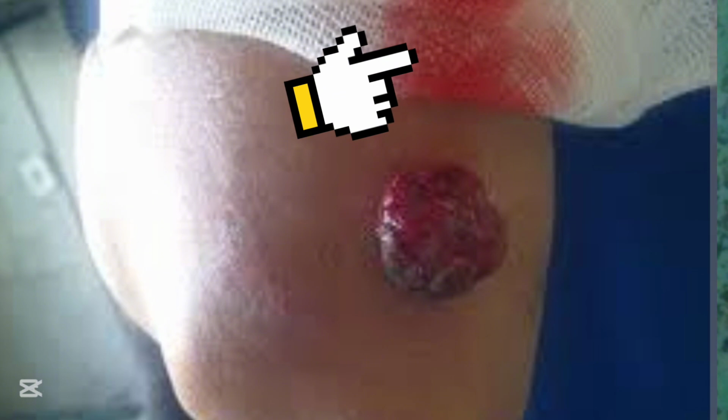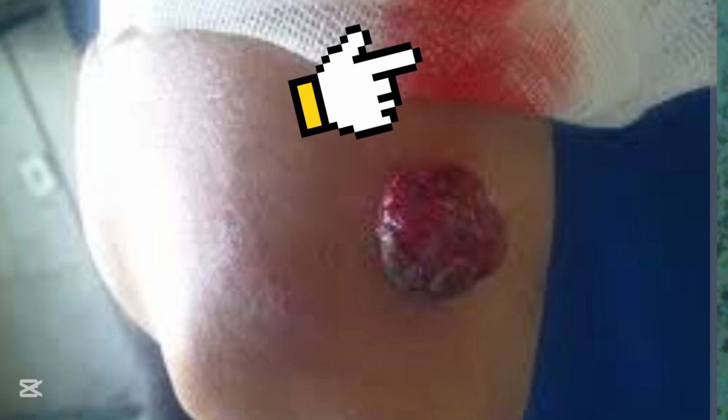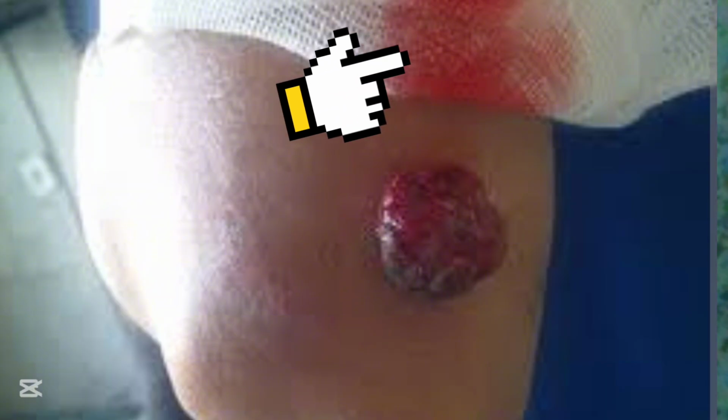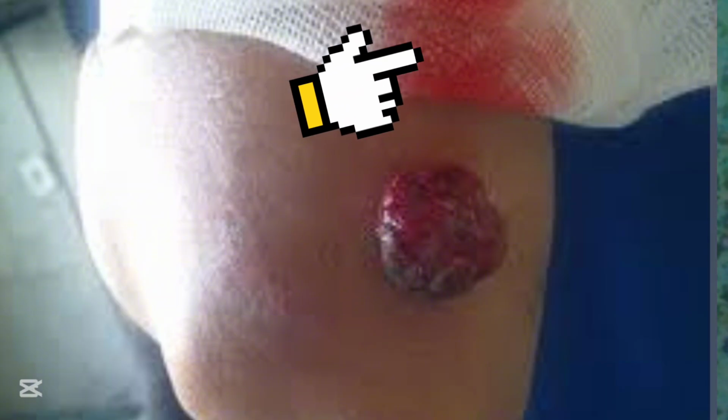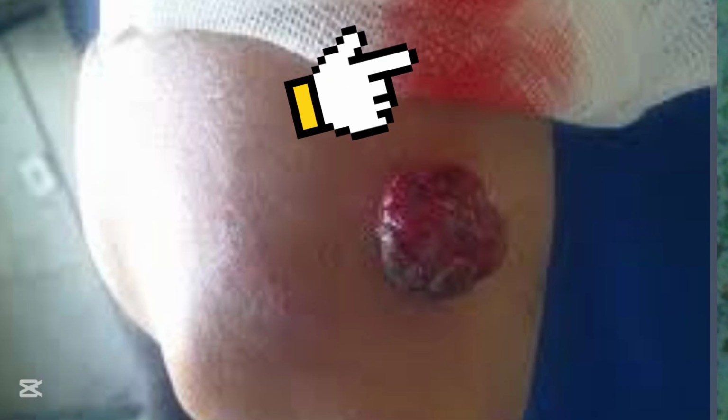Actually, bleeding is a telltale sign of the pyogenic granuloma. Remember that these swellings are usually overgrowths of small blood vessels. That's why when you touch them slightly or when you injure them slightly, they tend to bleed. And that is a major presentation of the pyogenic granuloma.